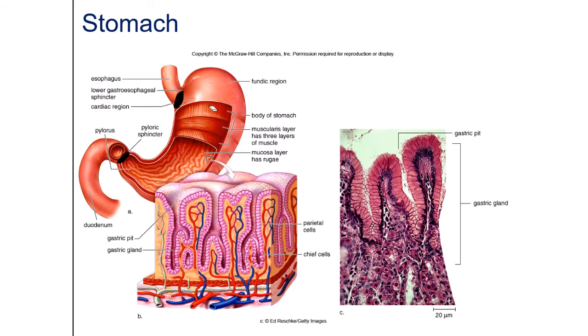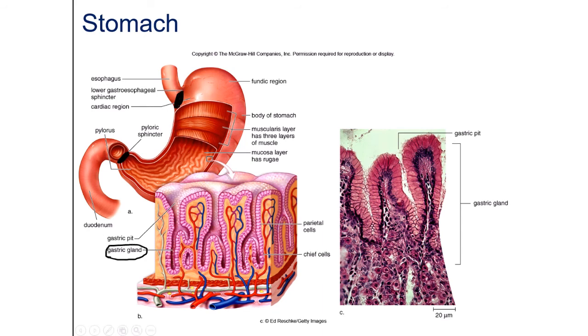Here you can see the 3 layers of muscularis. We have the extra oblique layer that is inside the circular layer, so it allows some twisting and churning motion that will help mix the content of the stomach. If you zoom in on the stomach lining, you will see that these are the rugae, the bumps, and then there are these depressions that are called the gastric pits. And at the bottom of the gastric pit is going to be the gastric gland.